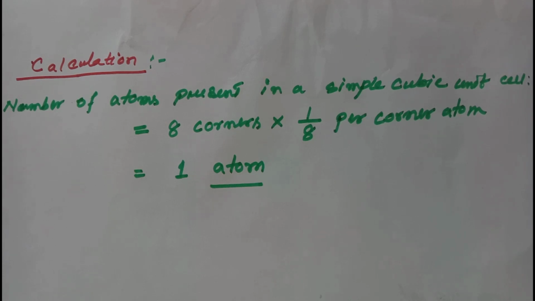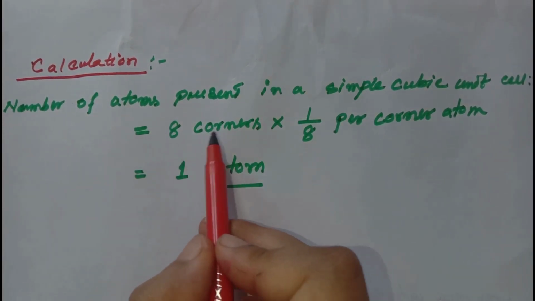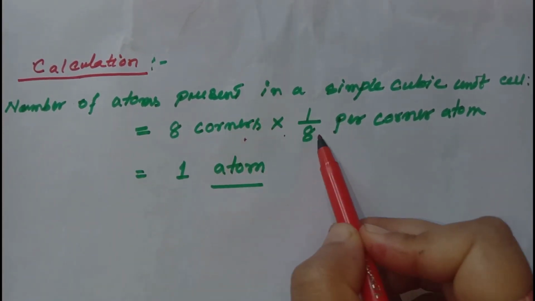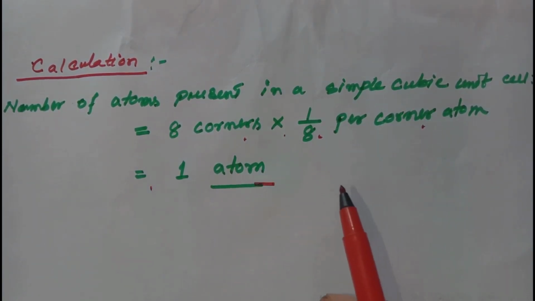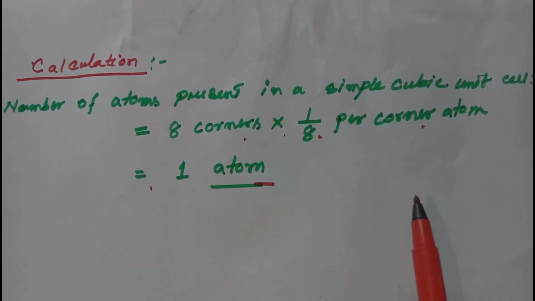The number of atoms present in a simple cubic unit cell is equal to 8 corners times 1/8 per corner atom, which is equal to 1 atom. So, in the case of a simple cubic unit cell, the number of atoms present is only 1.